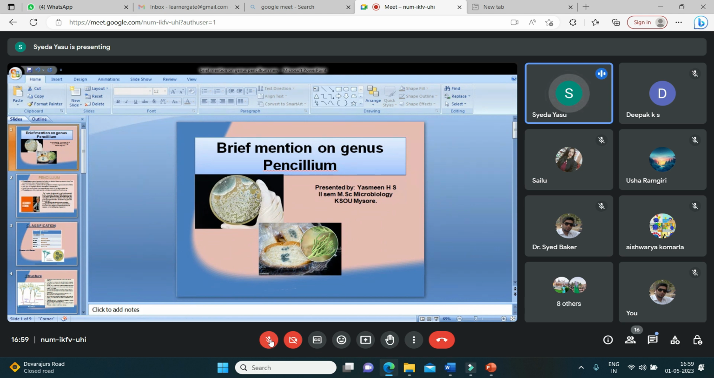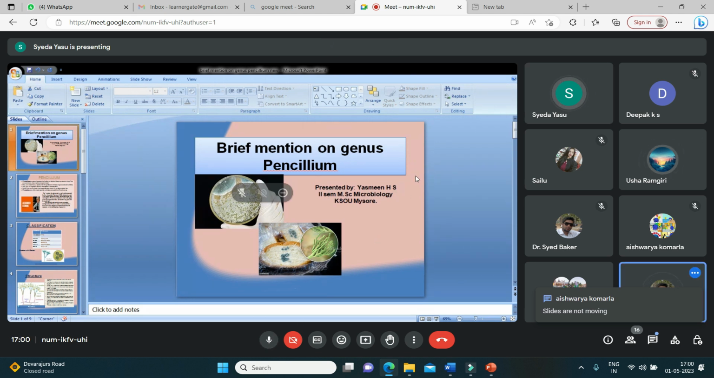Later, it was found that a strain of Penicillium chrysogenum is more efficient than Penicillium notatum in the production of penicillin. So when we see the classification of Penicillium, the domain falls under Eukaryota, kingdom fungi.